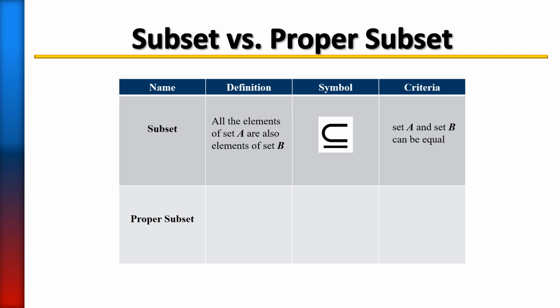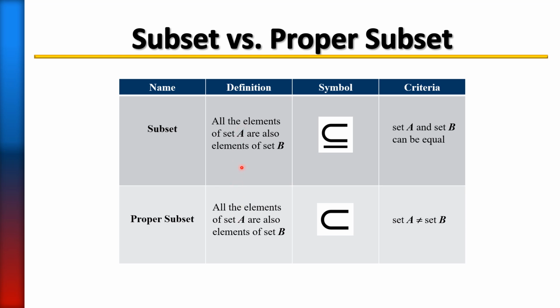Now, let's look at proper subset. The definition is still the same: all the elements of set A are also an element of set B. The symbol itself looks similar, except it doesn't have the line underneath it. And the other criteria with the proper subsets is that the sets cannot be equal to one another. Okay? So again, as far as the definition, every element of set A is also an element of set B. That's the definition for both.